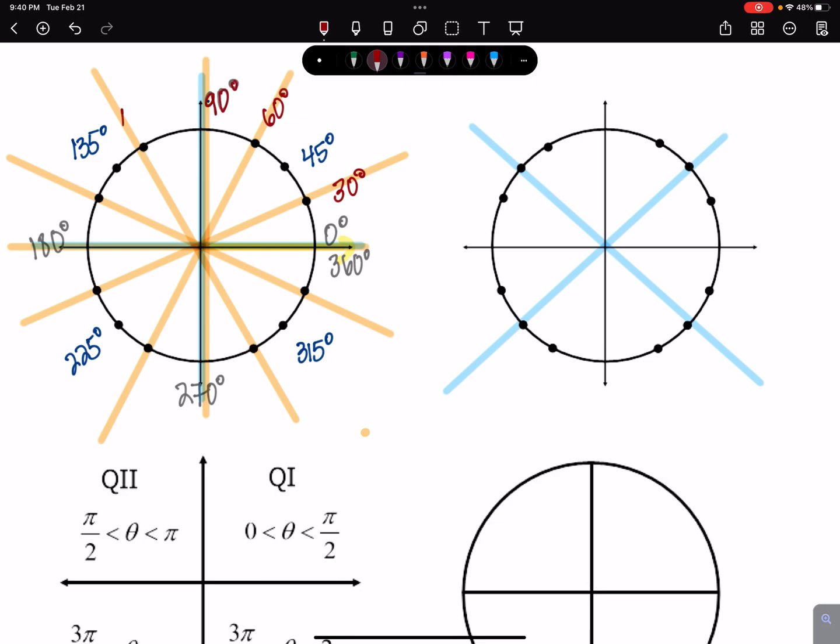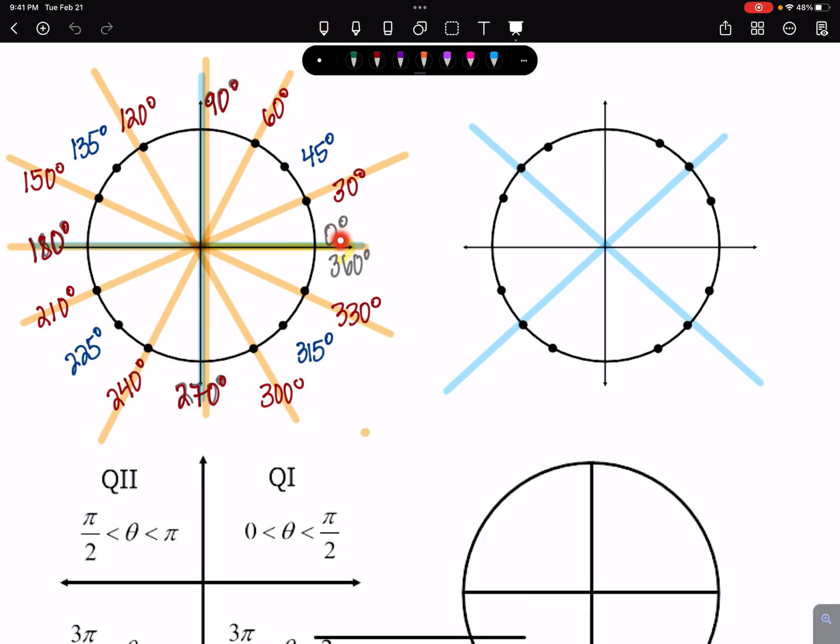And then another 30 gives me 120, and then another 30 gives me 150, another 30 is 180, plus 30 is 210, plus 30 is 240, plus 30 is 270, plus 30 is 300, plus 30 is 330 degrees, and then your final 30 gives you 360. And there's your unit circle in degrees.